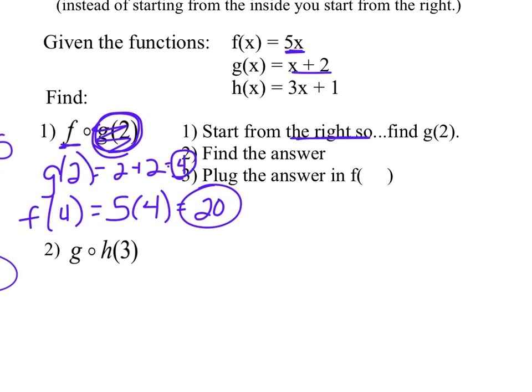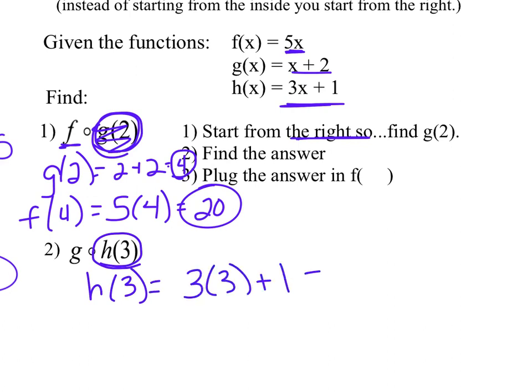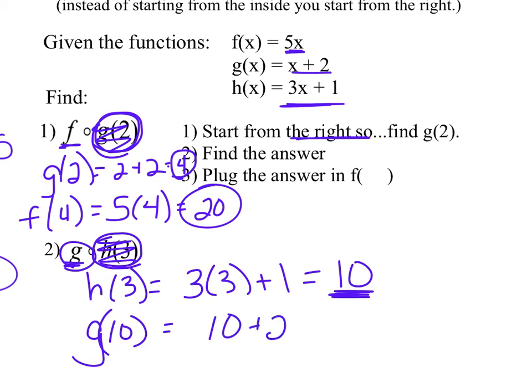So g of h of 3, the closest to the number is h. So I'm going to do h first. h of 3. 3 times 3 plus 1, 9, 10. So we take this answer and we do g now. So now whatever this answer is gets plugged into this one. So g of 10. So 10 plus 2 is 12.